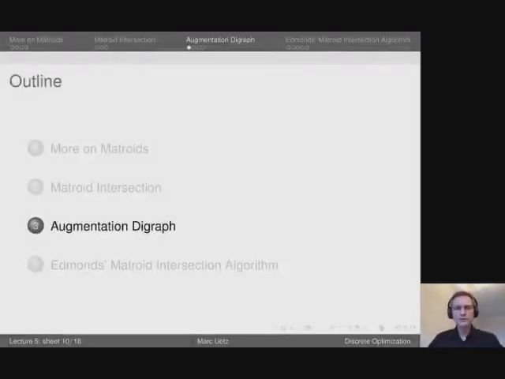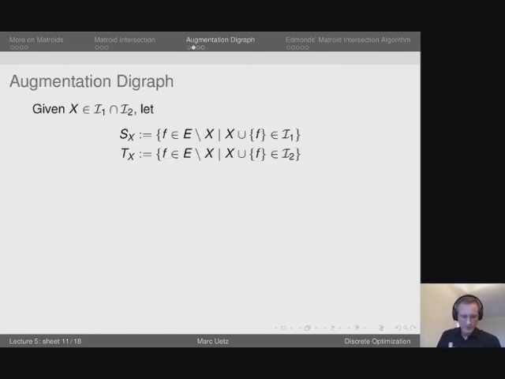Now, how do we compute sets which are independent or maximally independent with respect to 2 different matroids? The basic idea is just as with earlier problems: we start out, for example, with the empty set or some given set which is independent with respect to these 2 matroids, and then we try to augment it. We do these augmentation steps in a so-called augmentation digraph. So let me try to explain how this works.